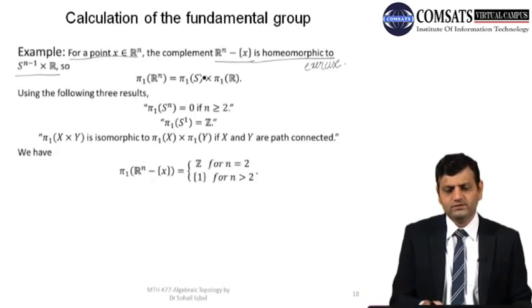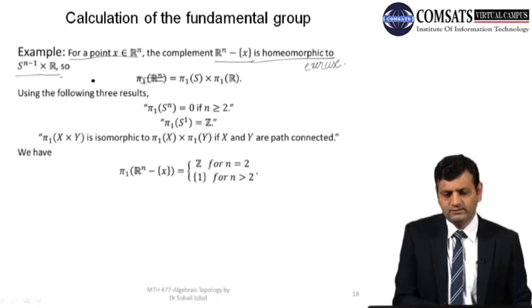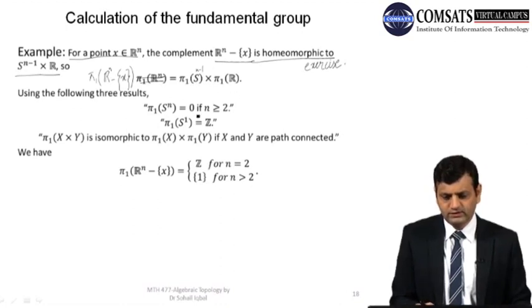Let's see what the consequences of this result are. If we have any point x belonging to Rn, then the complement Rn minus x is homeomorphic to S^(n-1) cross R. So in other words, if we want to calculate pi 1 of Rn minus x, then this must be equal to pi 1 of S^(n-1) cross pi 1 of R. Basically using the results that pi 1 of Sn is trivial for n greater than or equal to 2, and pi 1 of S1 is Z, which we will prove in the next lecture, and pi 1 of X cross Y is isomorphic to pi 1 of X cross pi 1 of Y, we have the following result.